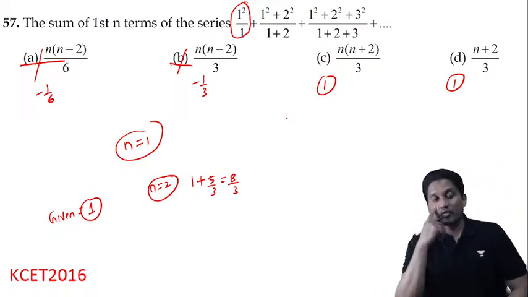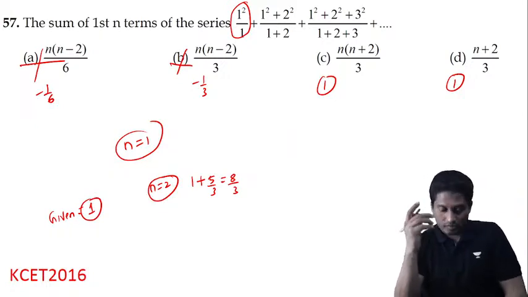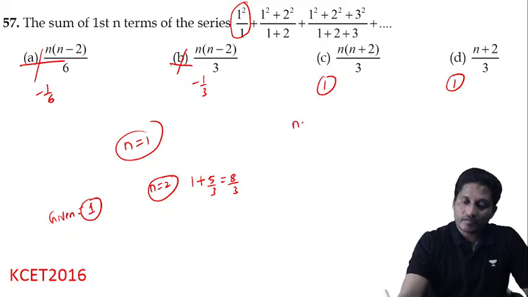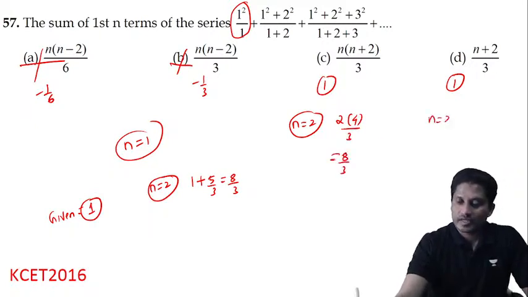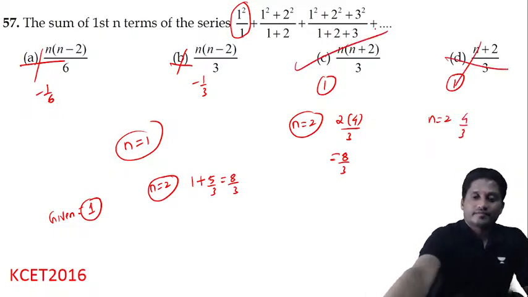When you put n equal to 2, don't take the second term. Add the first two terms, because I'm finding sum to n terms. Now if you put n equal to 2, you will get 2 into 2 plus 2 is 4 by 3, equal to 8 by 3. Put n equal to 2 here, I get 4 by 3 only. Not possible. Ruled out. Answer is option. Very good technique. Use this.